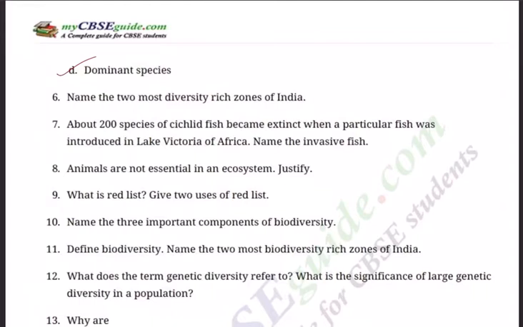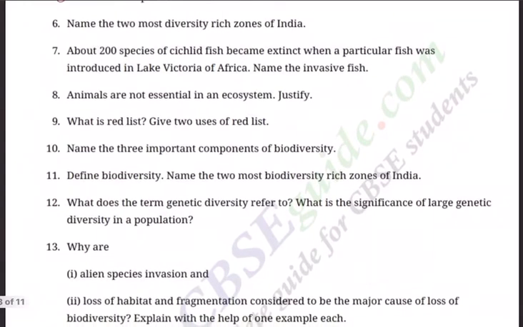Question 7. About 200 species of the cichlid fish became extinct when a particular fish was introduced in Lake Victoria of Africa. Name the invasive fish. 8. Animals are not essential in an ecosystem. Justify. And of course, we have been doing this. 9. What is red list? Give two uses of red list.